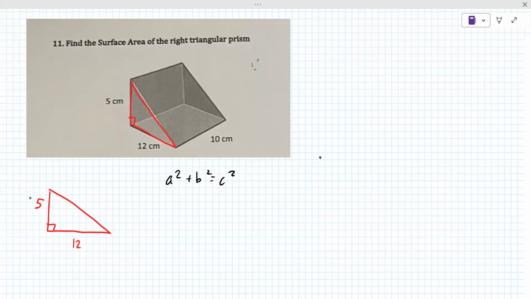What are A and B in this equation? What does A and B refer to here? They refer to A squared plus B squared equals C squared. Okay, but what are A and B in this triangle? A is the height, B is the width. Okay, so it's like 5 squared plus 12 squared equals C squared.